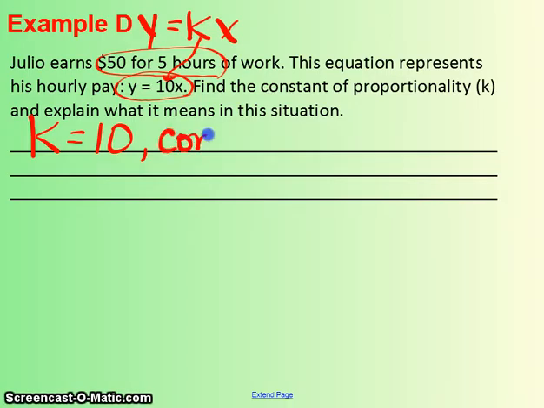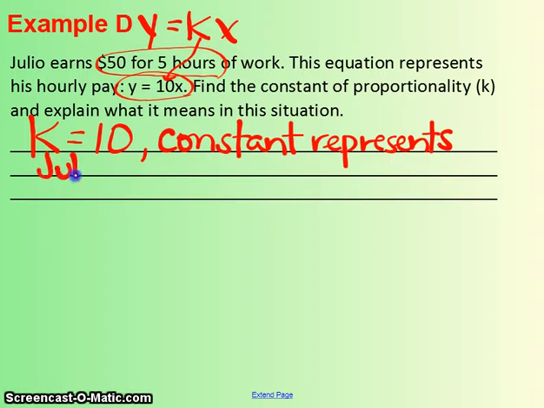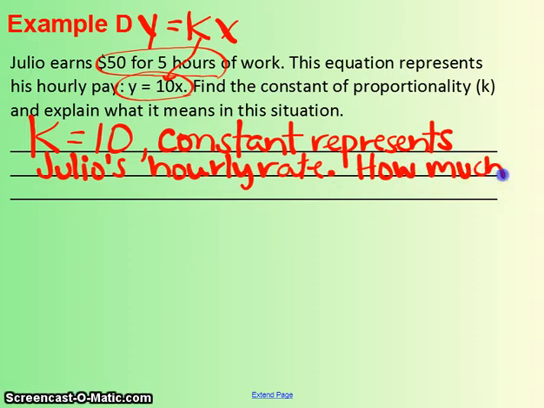Well, here's my k. My constant of proportionality is 10. And the 10 tells me what he's going to make each hour. So the constant represents, let's see, Julio's hourly rate. Or, you know, we can say it as, it's how much Julio makes each hour. Alright, and you're done.